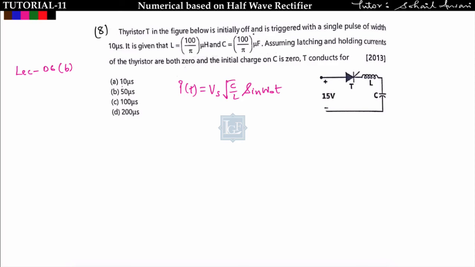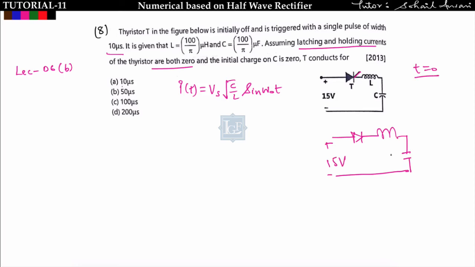Thyristor T in the figure shown is initially off, and it is triggered with a single pulse of width 10 microsecond, means this thyristor is triggered. It is given that L is equal to this much and C is equal to this much. Assuming latching current and holding current of the thyristor is 0, what does this mean? This means it is triggered at t equal to 0 only. So this is nothing but a diode circuit. Now this diode LC circuit I have explained in lecture number 6b, and I have to find how long this thyristor will conduct.